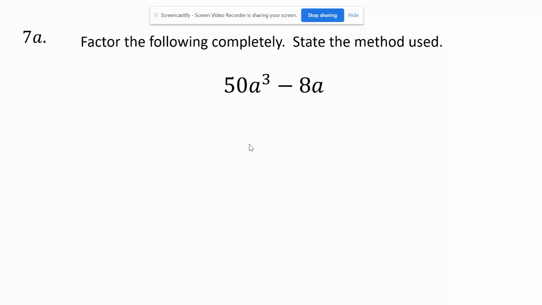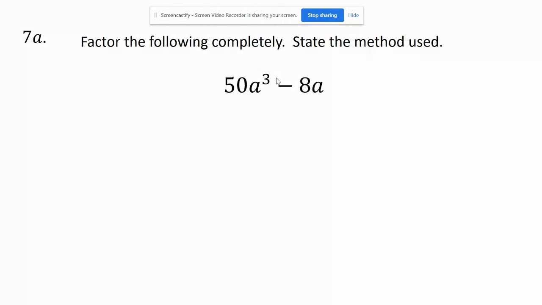Starting with question 7, there's going to be more than one method possible to be used in factoring. So we're going to factor completely and state the method used. First off, I look at this here and I see an a cubed with a minus and an 8. I can see a 50 and 8 and I realize, hey, those are cubes. But notice I can't cube 50 and get an exact answer. And I can't cube that little a, but I can find something common.